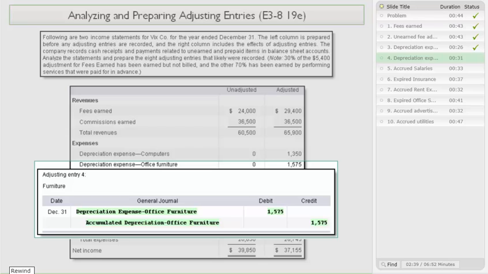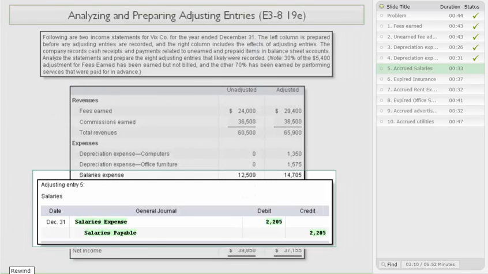The fourth entry is just like the third. It's another depreciation expense entry, only this time instead of relating to computers, it relates to office furniture. So we debit depreciation expense office furniture for $1,575, and we credit accumulated depreciation office furniture in the same amount, and this adjusting entry is to record depreciation expense related to office furniture during the period.